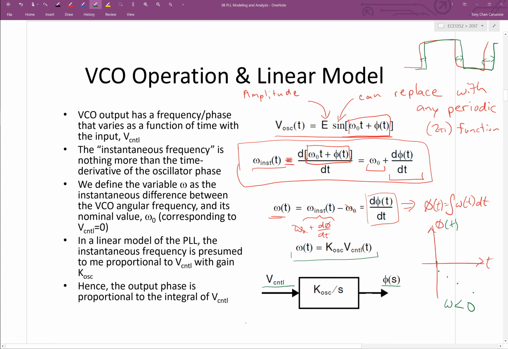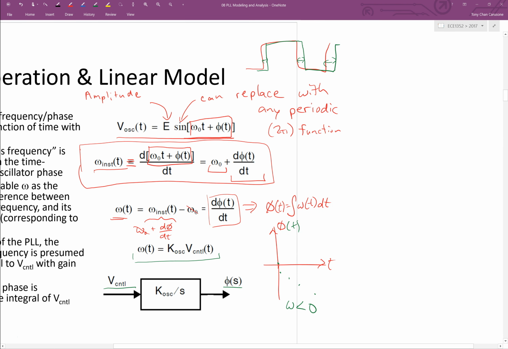So, K os is this constant that relates V control to instantaneous frequency. Sticking consistent with this notation, we should have a relationship something like this, where the slope there is K os. That's really what K os is.